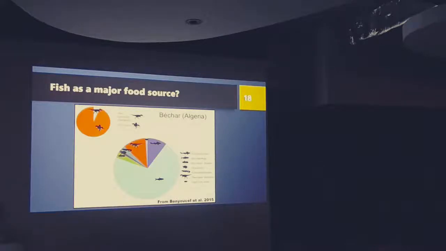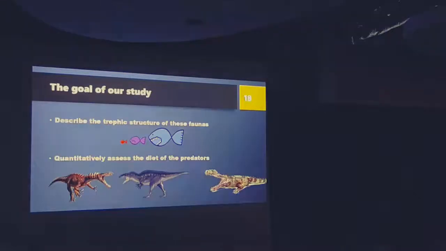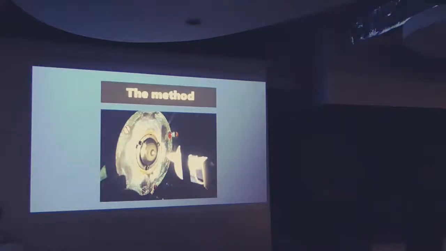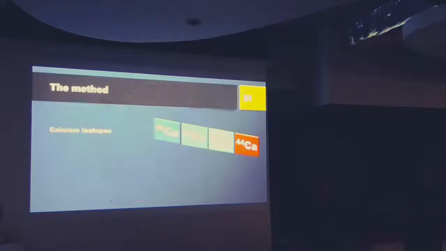And we also need to, if we want to talk about resource partitioning among predators, to explain how they were so abundant in this fauna, we also need to quantify it, which is not possible with this data. So this is the goal of our study, to describe the trophic structure, but also to quantify the diet of the different predators of this fauna. And so I will briefly describe the method we use.